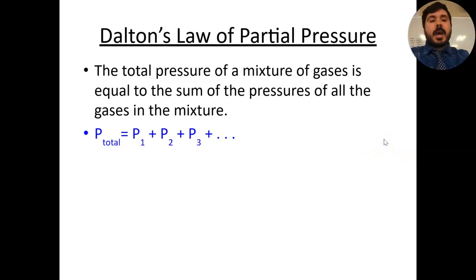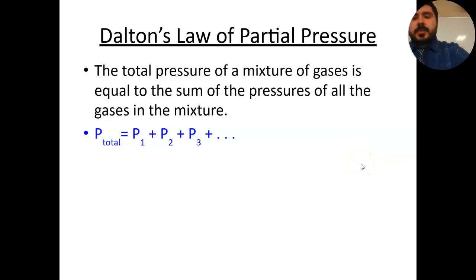What ends up happening here, guys, is that for every gas you have in a self-contained container, that individual gas exerts a pressure on that container. If you add up all of the individual pressures that those gases exert on the container, that's going to be the overall pressure that all of the gases collectively exert on that container. So this is a very basic formula to show that.